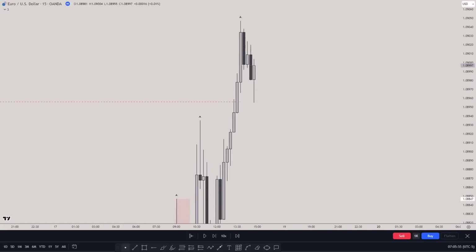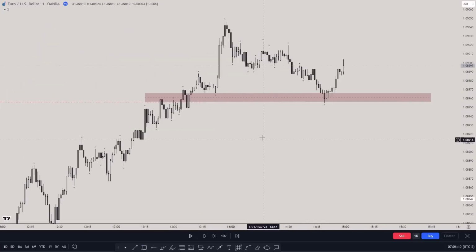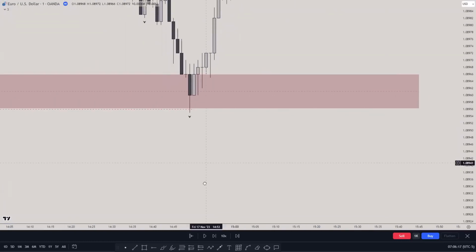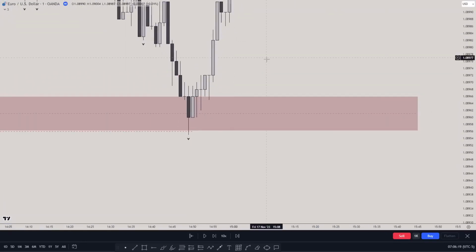So what you could do here is mark this fair value gap and mark the overlapping, take it to the left, go into the 1 minute time frame, see if there is any respect at this level. And what we can see here is price literally respecting this level with a wick. So a wick here going up.